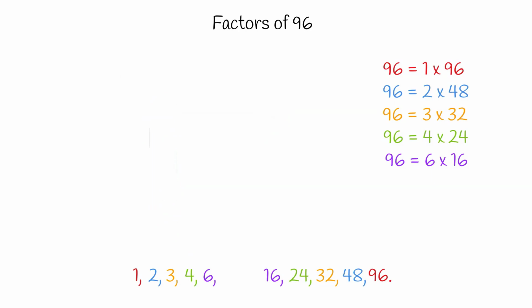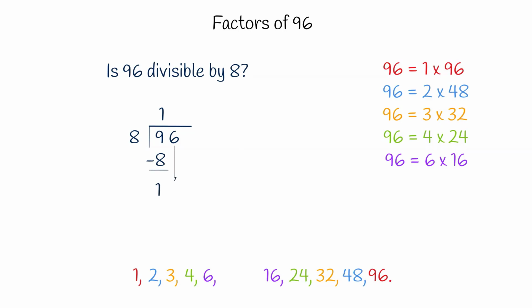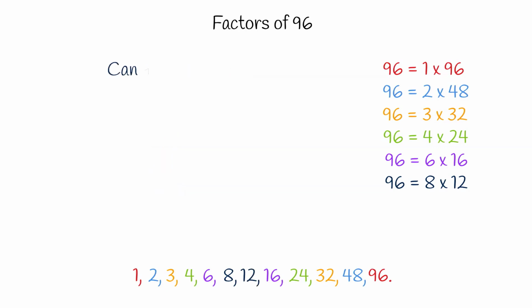Next, we'll try 8. Let's see if 96 is divisible by 8. 8 goes into 9 once. 8 times 1 is 8. 9 minus 8 is 1. Bring the 6 down. Now how many 8's go into 16? 2. 2 8's go into 16, so 96 divided by 8 is 12. Both 8 and 12 are factors of 96. Now we only need to check for factors in between 8 and 12.